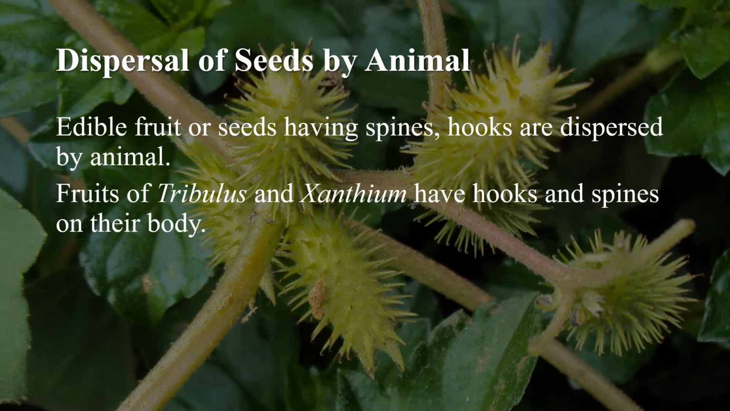And the next type of dispersal is dispersal of seeds by animals. Seeds and fruits which are dispersed by animals are either edible or have hooks, barbs, spines, bristles and stiff hair on their surfaces. Such seeds stick to the skin of animals or clothes of human beings and are carried away to distant places. And human beings and birds eat the pulp or edible portion of the fruit and throw the seeds. Such seeds germinate and develop into new plants. Fruits of Tribulus and Xanthium have hooks and spines on their body.